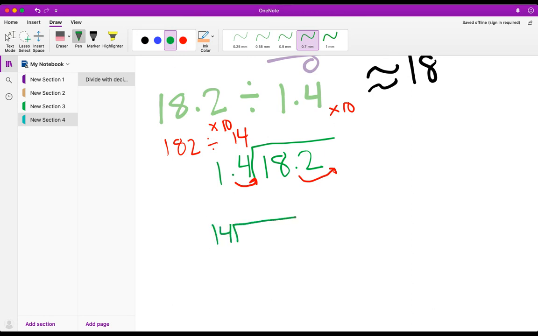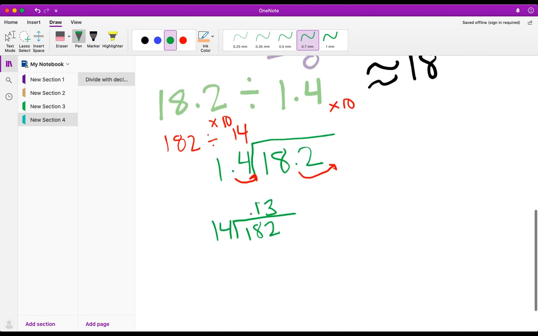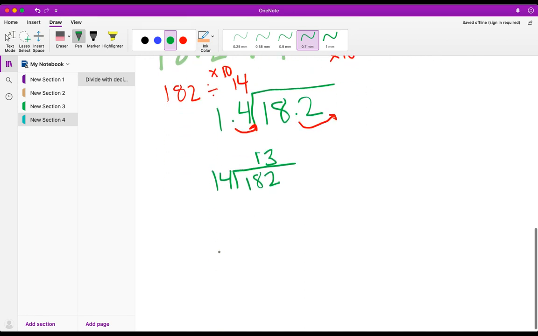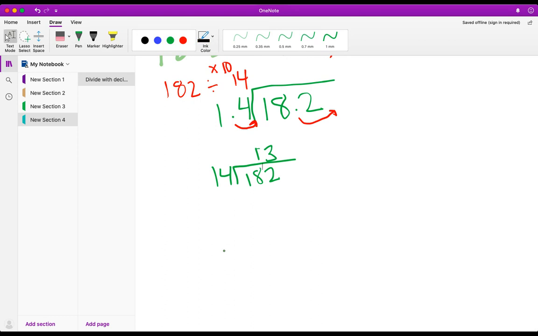14 on the outside, 182 on the inside. We're going to divide and we are going to get 13. Okay, really similar to this, except for we didn't have this decimal point. We moved them both out of the way. Now, what if you have to move a decimal point over more?